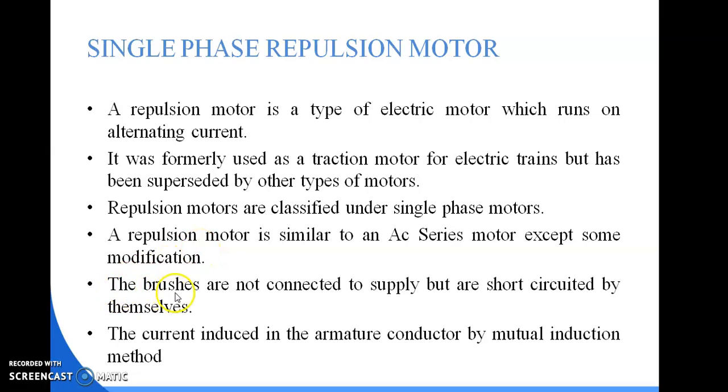In a repulsion motor, the brushes are not connected to the supply but are short-circuited by themselves. Also, the current is induced in the armature conductor by the mutual induction method. So here the stator is there, the rotor is there, and the armature conductor will have current induced in it by the process of mutual induction.